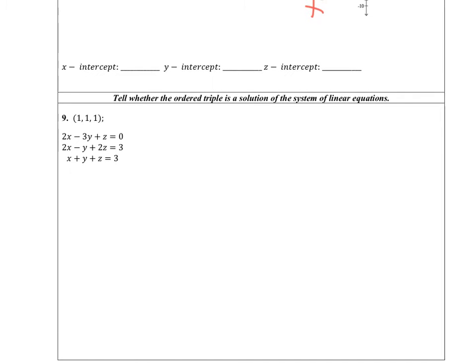Number 9, we want to tell us if this ordered triple, if these numbers are solutions. So you're going to plug them in for x, y, and z. If you get the same number on the left as you do on the right, then it's a solution. But if it's wrong for just one of these, if it doesn't come out equal, then this is not a solution.